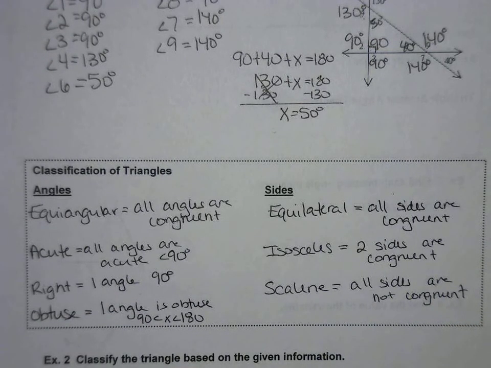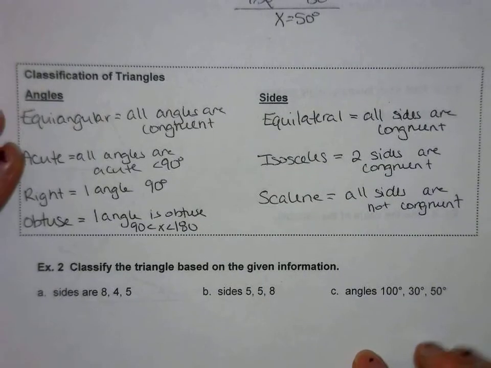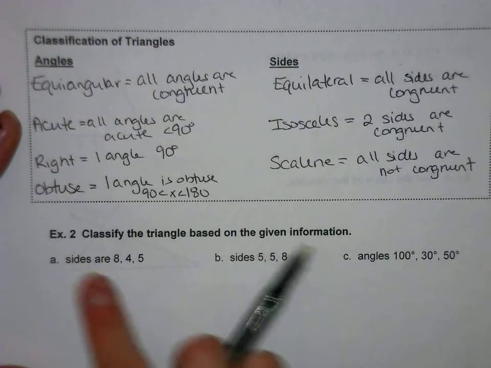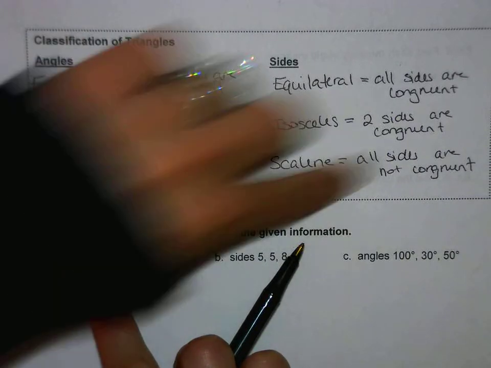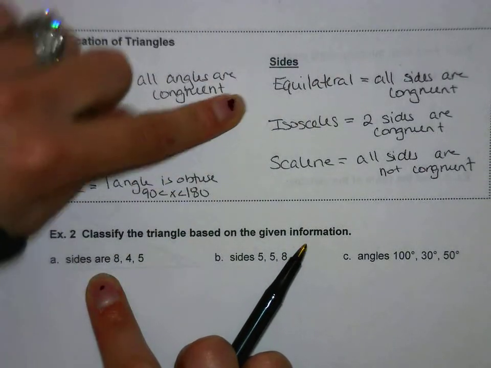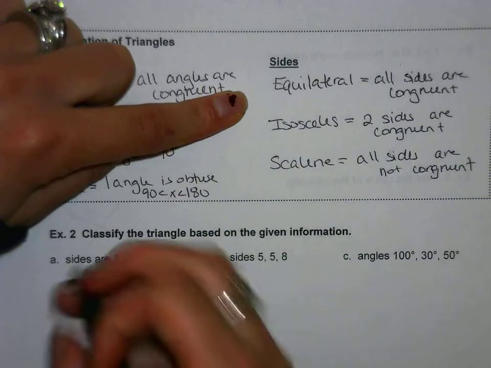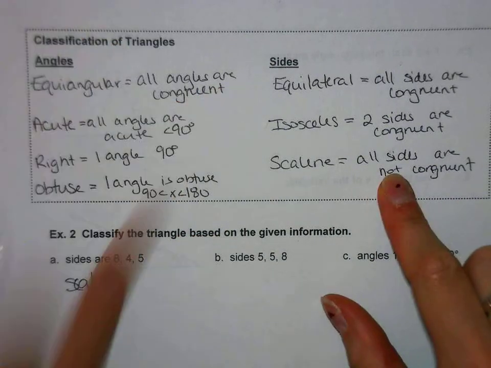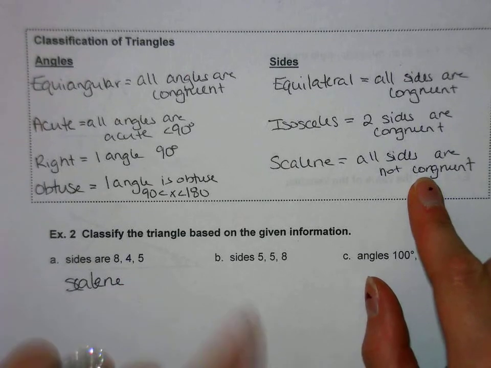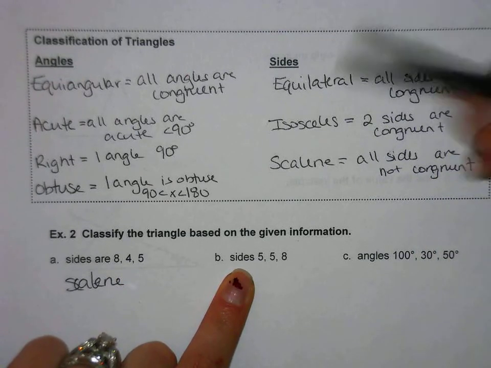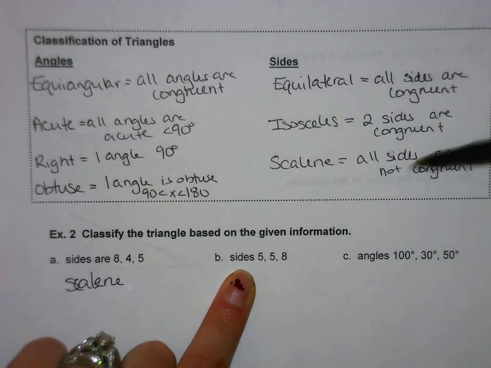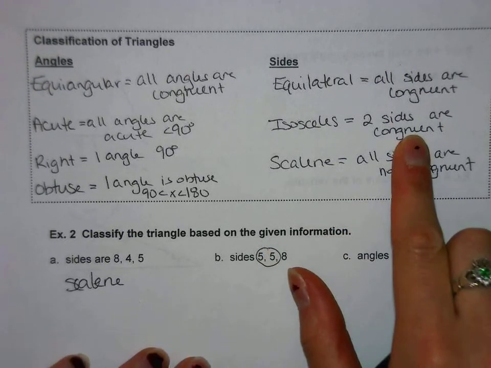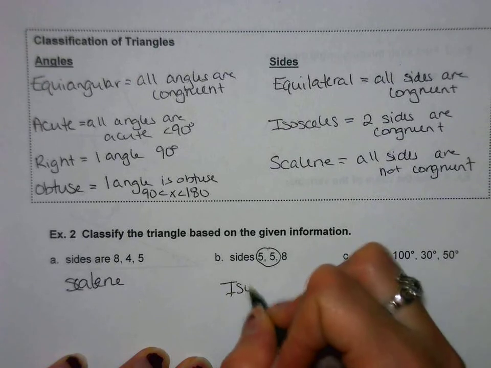So if we take a look at example 2, we need to classify these three. If we have a triangle where sides are 8, 4, and 5, so we're looking at the sides, so that means we're looking at over on this side. None of the sides are the same, so that means it's going to be scalene because we don't have one that's equal to each other. For B, we're also still looking at the sides. We're looking at these three options. But now we have two of the same sides, so that means we're looking at an isosceles triangle.